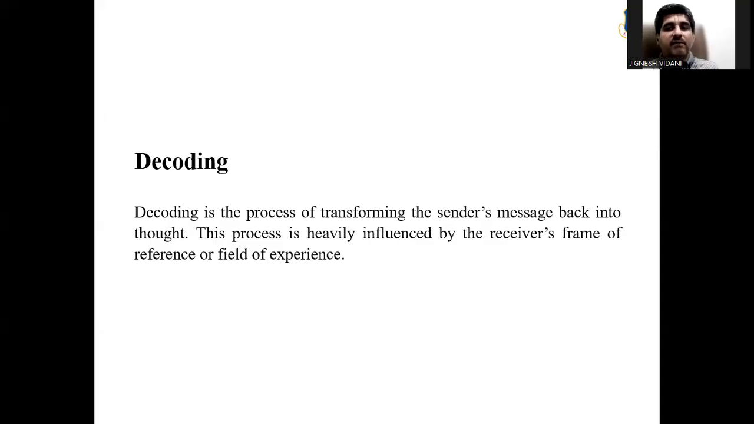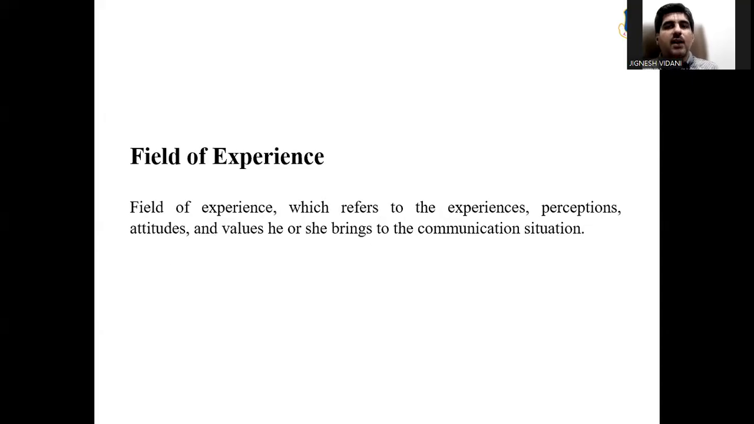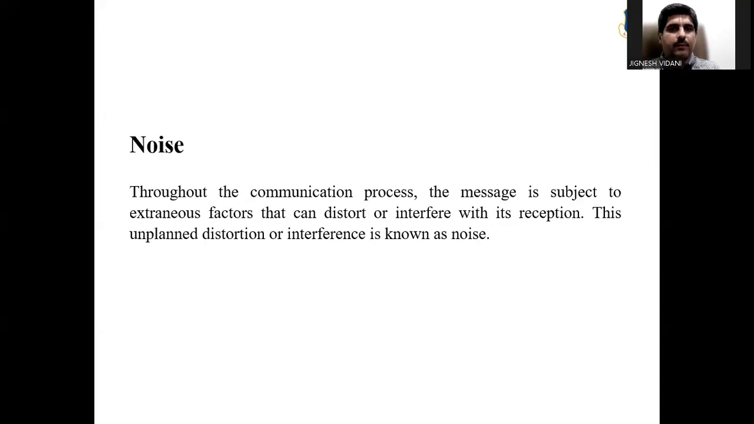Decoding. Decoding is the process of transforming the sender's message back into thought. This process is heavily influenced by the receiver's frame of reference or field of experience. Field of experience refers to the experiences, perceptions, attitudes, and values he or she brings to the communication situation.